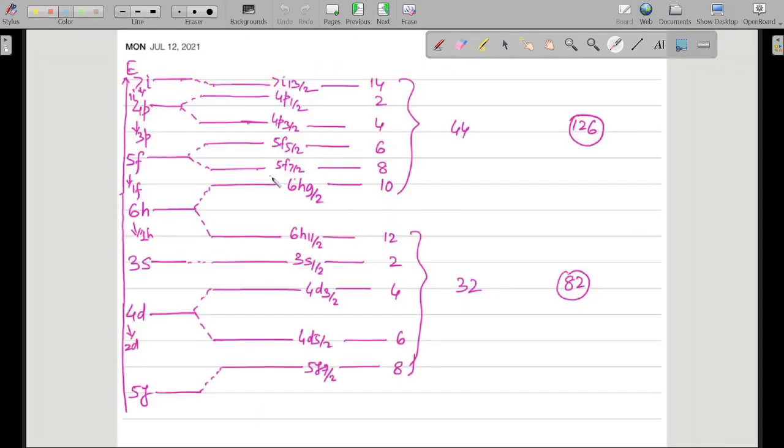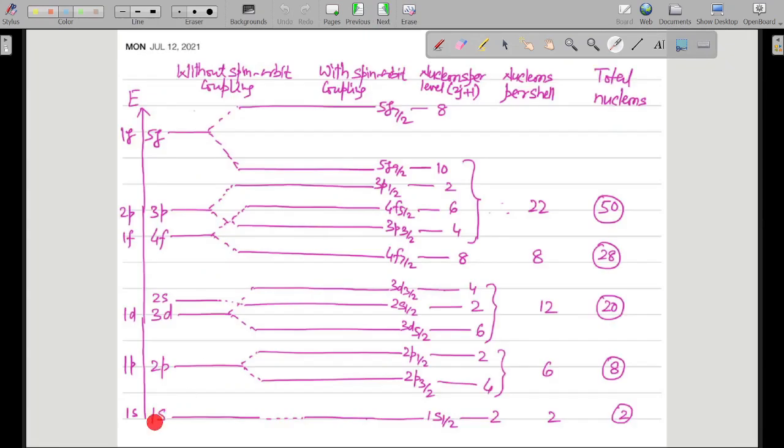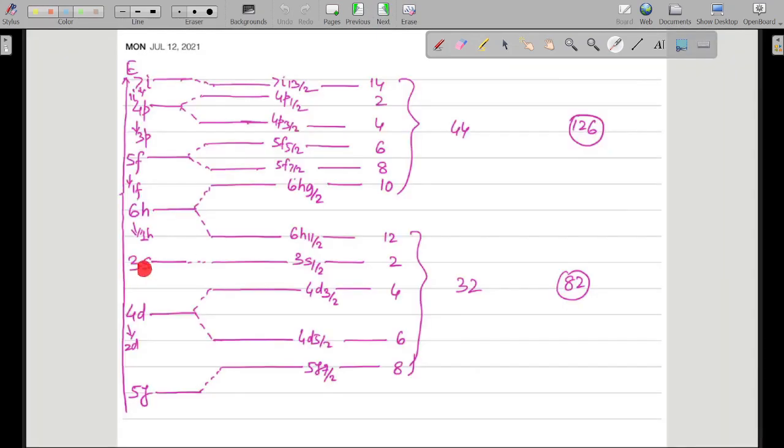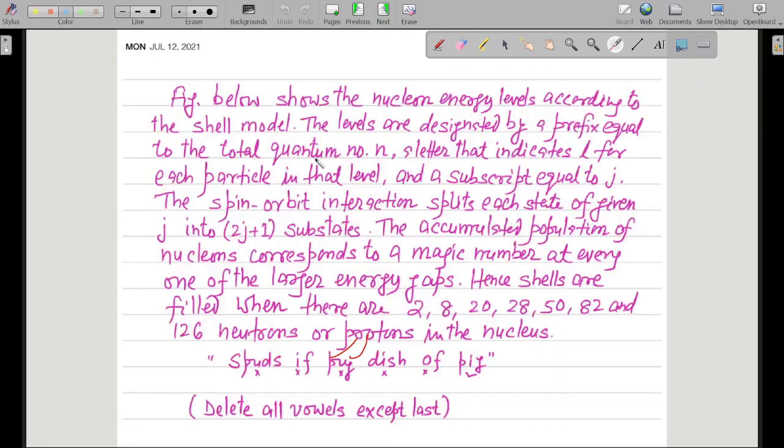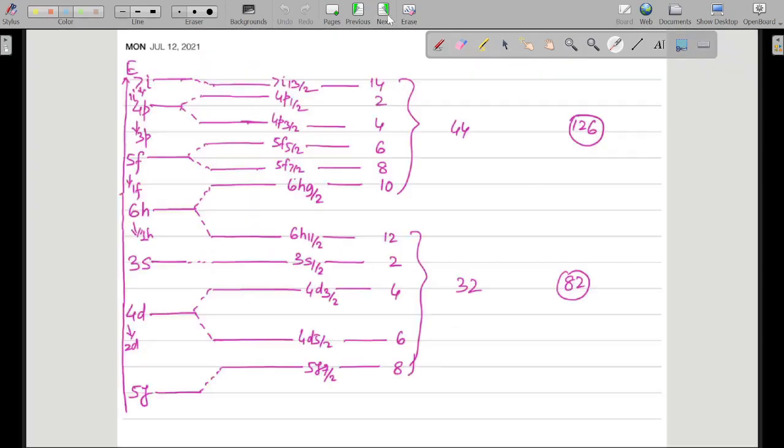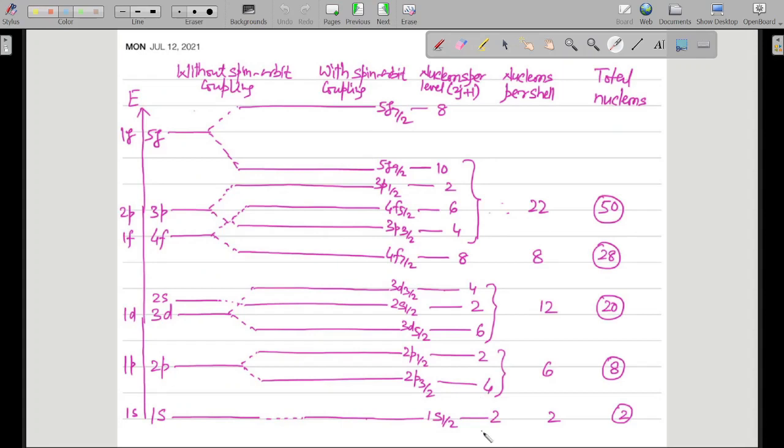So let us see. After d we have s, but 1s and 2s have already been done, so s will be written as 3s. Then after s we have h, but this will be 6h. Why will it be 6h? Because you can see over here that this is the sixth shell.